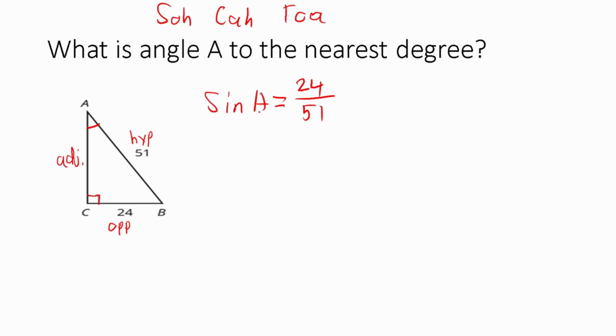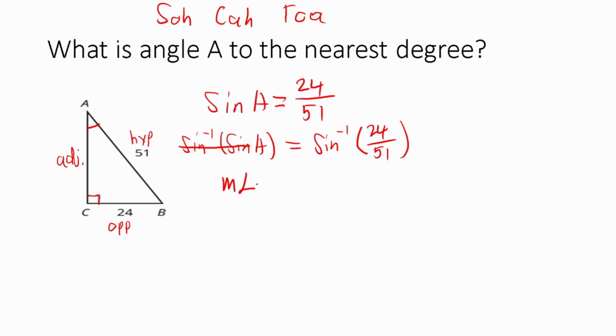The way we find A is by doing our inverse of sine, right? In order to get rid of sine here, we have to do the inverse. So we could rewrite this as sine inverse of sine A equals sine inverse, because what we do to one side, we have to do the other, of 24 over 51. On this side, sine inverse and sine cancel, and we're left with the measure of angle A equals. And on this side, we just plug into our calculator.